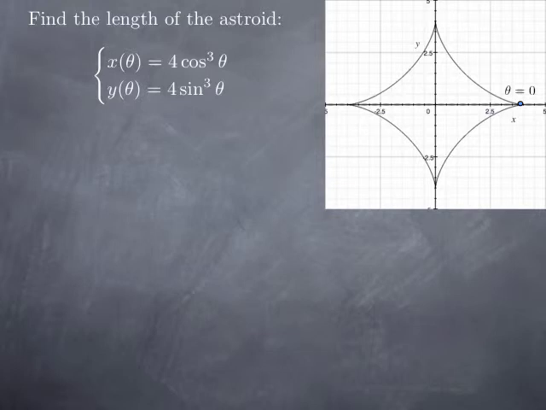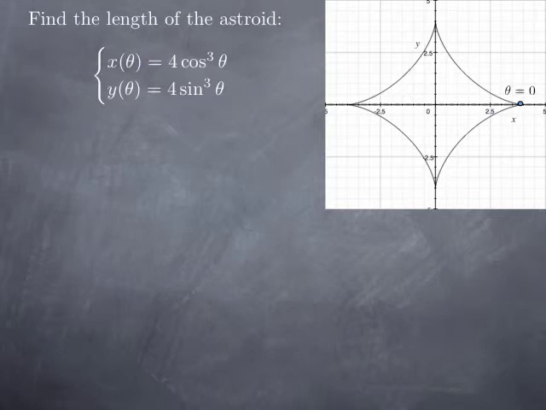So to look at a second example, let's try to find the length of the asteroid of parametric equation x of theta is 4 cosine cubed of theta, and y of theta is 4 sine cubed of theta. And even though it's not written here, this is a curve that we have studied before in a previous video, and of course you may want to refer to that.